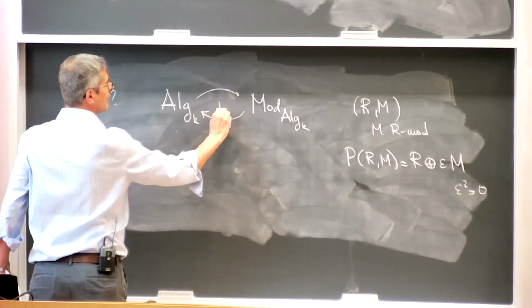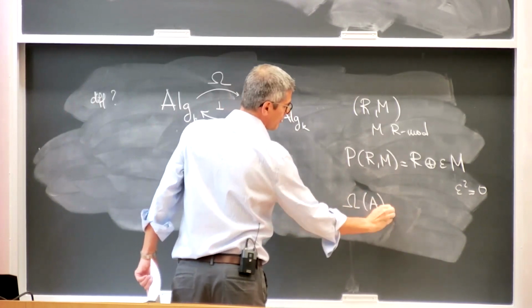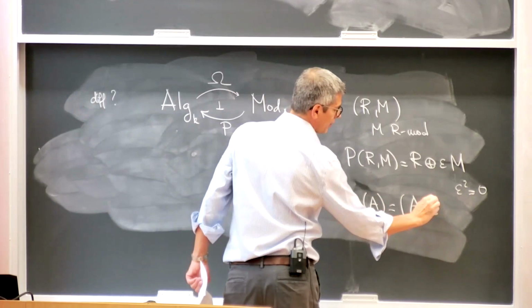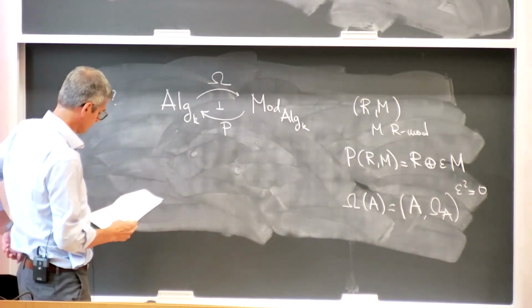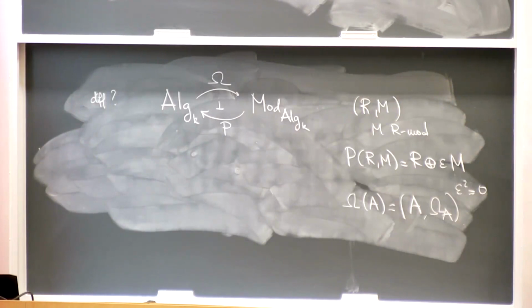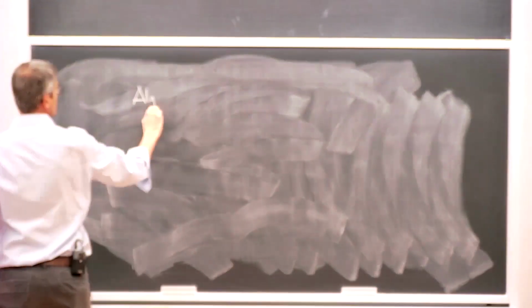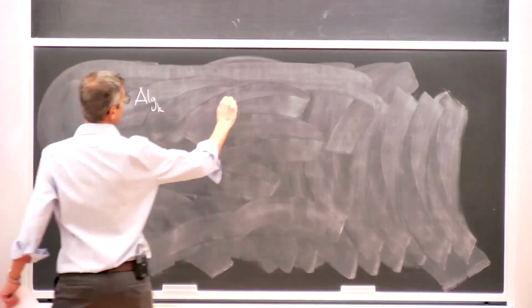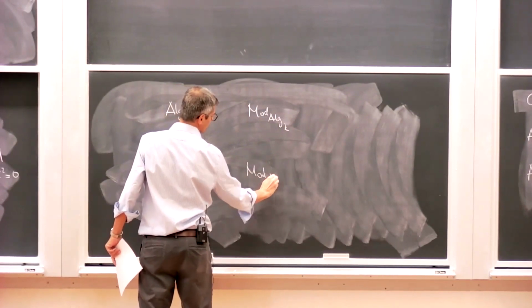And this has a left adjoint, which is called omega. In our case, that's exactly what we expect it to be. Omega of A will be equal to the module over A given by omega A over K. So when you put these things together, all you need to do now is to form a diagram. Let me just write a diagram. So you have algebra over K, algebra over K, module over algebra over K, module over algebra over K.